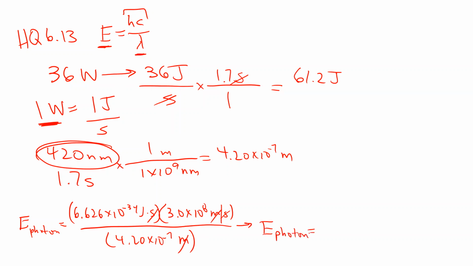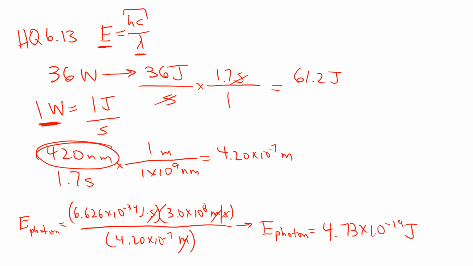So I multiply those together: 6.626 times 10 to the minus 34 times the speed of light, 3 times 10 to the 8, and divide that by my wavelength, 4.2 times 10 to the minus 7. Yeah, I get this tiny little energy, 4.73 times 10 to the minus 19 joules.